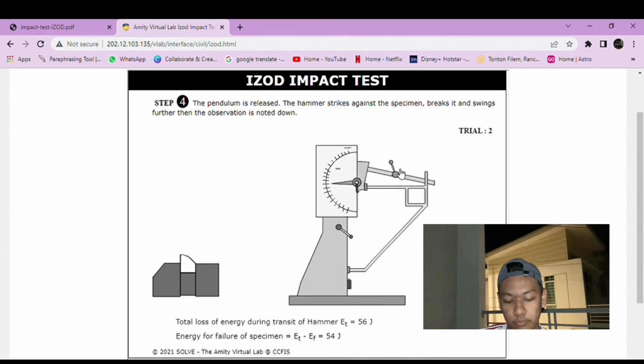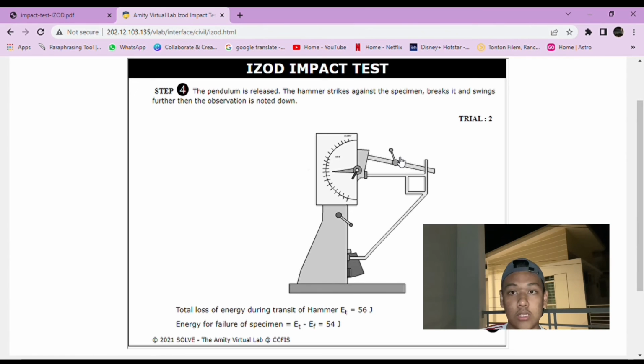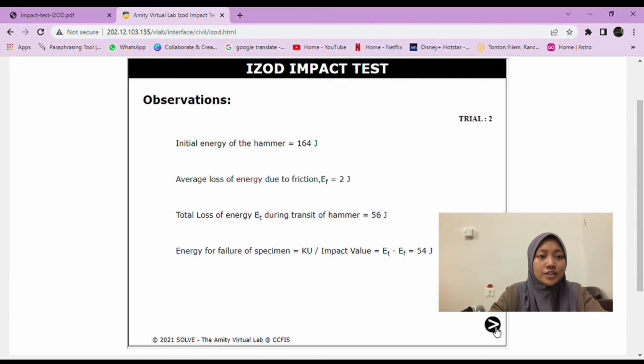Result for trial 2. Total loss of energy during transit of hammer equals 56 joules. Energy for failure of specimen, ET minus EF, equals 54 joules. Observation trial 2. Initial energy of the hammer equals 164 joules. Average loss of energy due to friction, EF, equals 2 joules. Total loss of energy, ET, equals 56 joules. Energy for failure of specimen equals 54 joules.